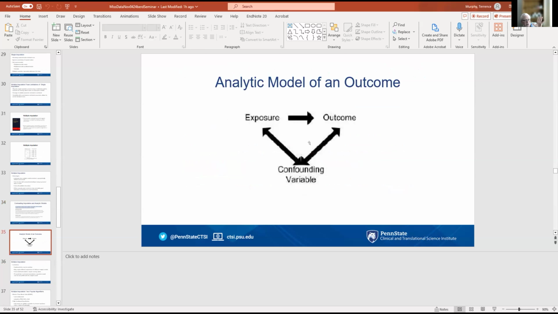So going back to this slide we've seen a few times, we're modeling the association of an exposure on an outcome, and we're including adjustment for confounding variables. But when you use multiply imputed data, you're using a completely separate model called an imputation model that's filling in the missing values. And that imputation model has to play nicely with the analytic model.